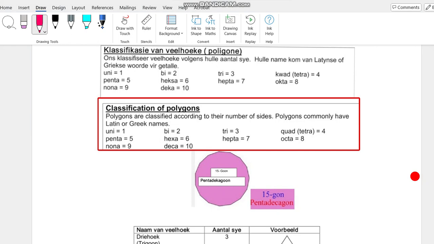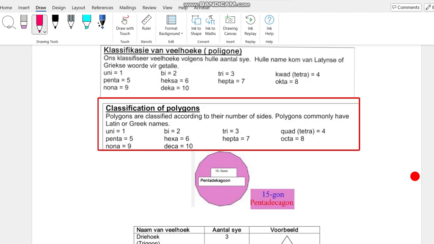Okay, so we now start at exercise 7, which is polygons, polygone. And I would like you guys to do the summary of what we go through. There's going to be quite a bit of summaries for this video. Firstly, you'll see English has been put in red and the Afrikaans is above it.